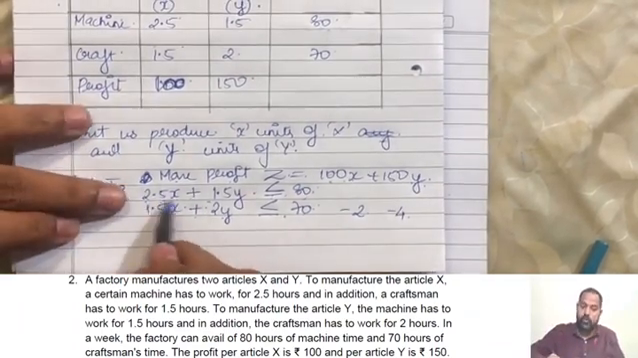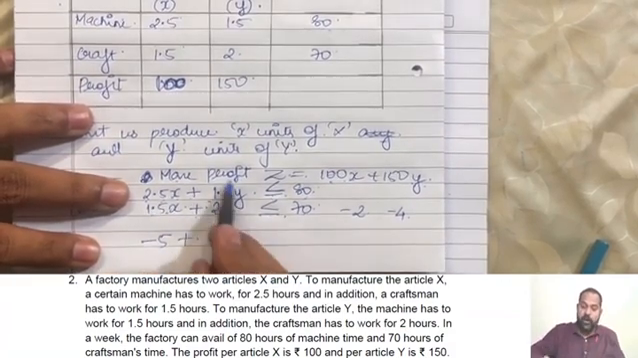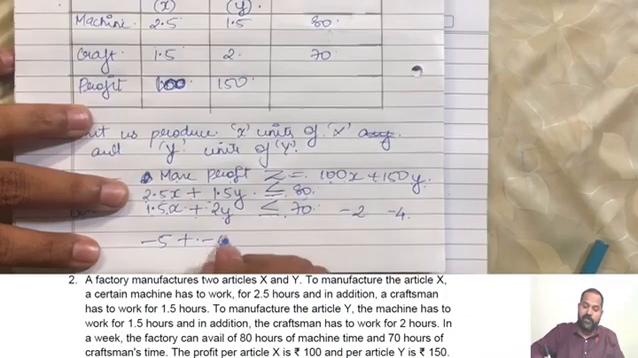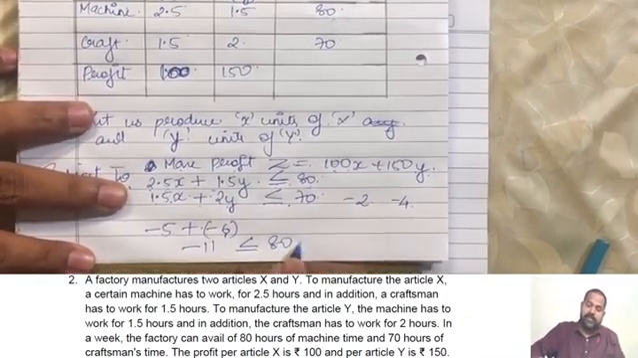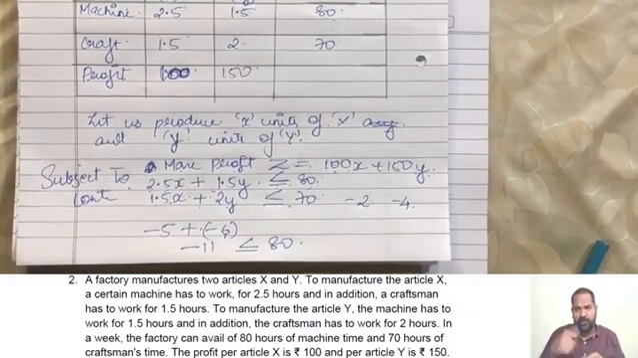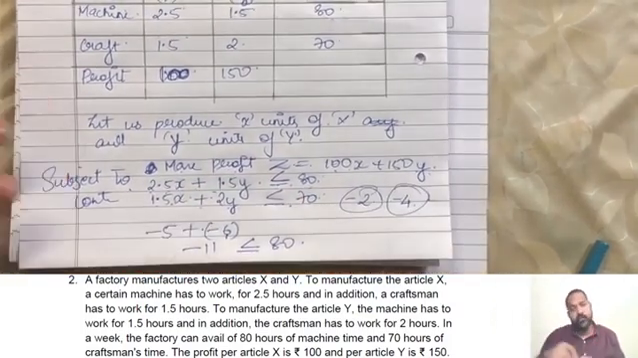No. What is minus 2 into 2.5? Well, it's minus 5. Plus, what is minus 4 into 1.5? Well, it's minus 6. What is minus 5 plus minus 6? Minus 11. Is minus 11 less than or equal to 80? Yes. Perfect. Works. For this equation, minus 2 and minus 4 is allowed.